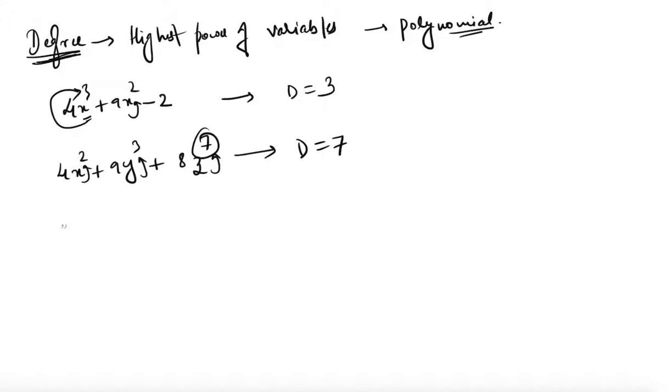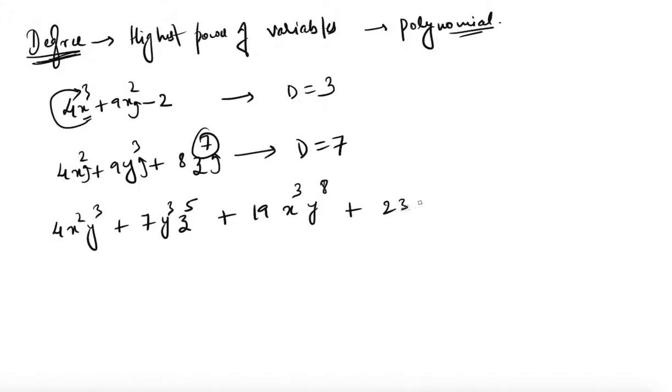Consider another case. Say 4x square y cube plus 7 y cube z to the power 5 plus 19 x to the power of 3 y to the power of 8 plus 23 x to the power of 5 z to the power of 9. Consider this polynomial. First of all, is this a polynomial? Yes, it is, because each of the variables has a whole number power and they are joined using arithmetic operators. This is a polynomial, but what about the degree?